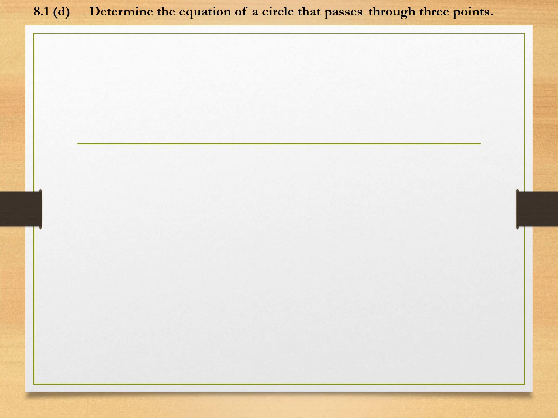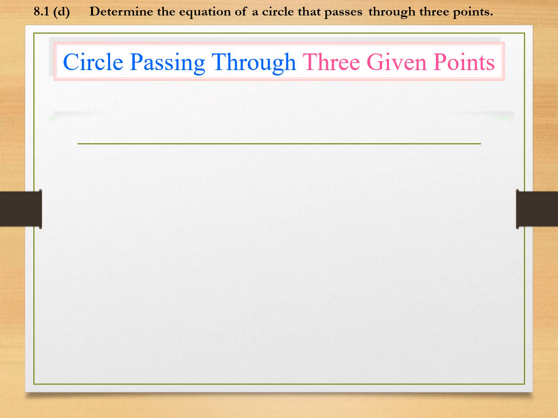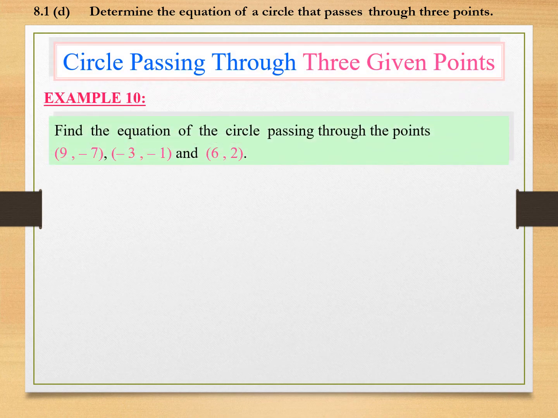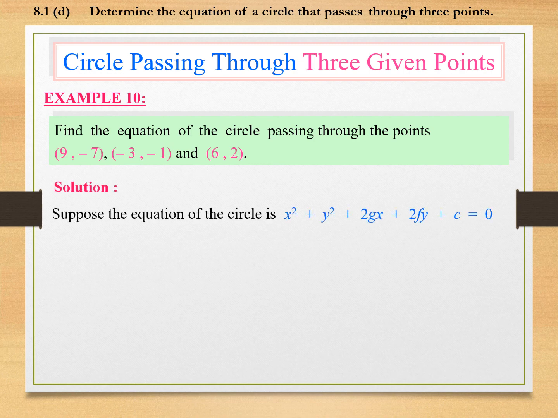Determine the equation of a circle that passes through 3 points. Circle passing through 3 given points. Example 10. Find the equation of a circle passing through the points (1, 9), (-7, 0), (-3, -1), and (6, 2).